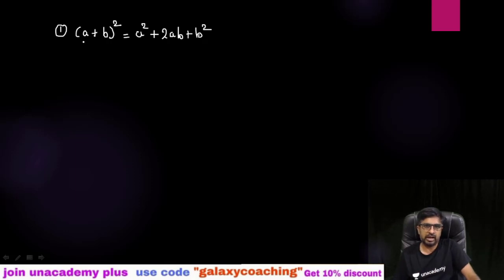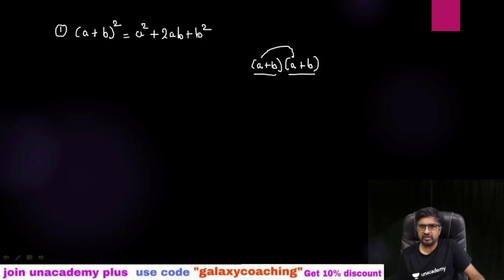So how this answer came, first of all I am going to show you. Actually this is (a plus b) multiplied with (a plus b). So instead of this, can I write (a plus b) whole square? Yes. And what is this? This is a binomial, two terms, and this is also a binomial. So we are multiplying a binomial with a binomial.